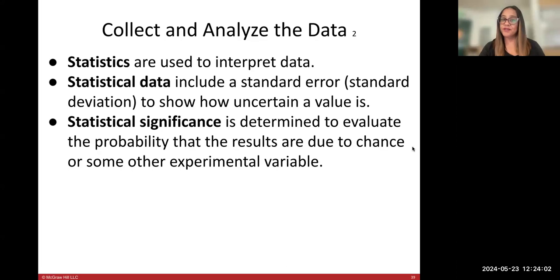Statistics are used to interpret data. Statistical data include a standard error to show how uncertain a value is. Are you 100% certain that your values are meaningful? And then statistical significance is determined to evaluate the probability that the results are due to chance or some other experimental variable, or is it due to that one independent variable that you changed that you want to see the differences in.